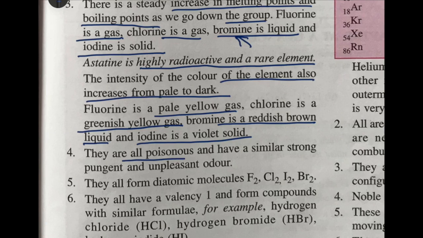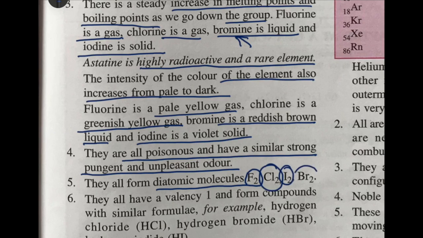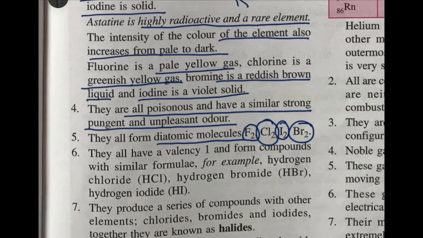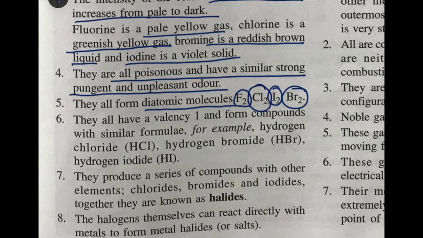They are all poisonous and have a similar strong, pungent and unpleasant odor. They smell very bad. They all form diatomic molecules, that means F2, Cl2, I2. That means the molecule is made up of 2 atoms. And since they have 7 electrons in the outermost orbit, they can accept 1 electron to become an octet. So they have valency 1 and form compounds with similar formulae.